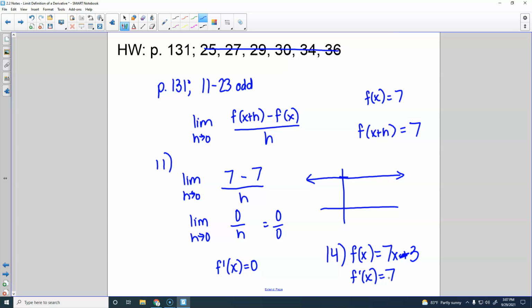But if it's not linear, then you're going to have to use the limit definition. The shortcut's super easy, but you still have to write it out using the limit definition, or I will not give you credit. I'll let you shortcut the ones that are linear. How do you know? Linear is like y equals mx plus b. You just double check.